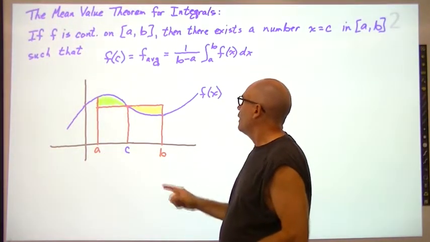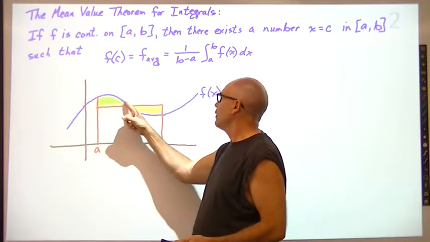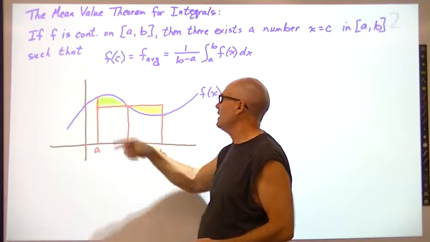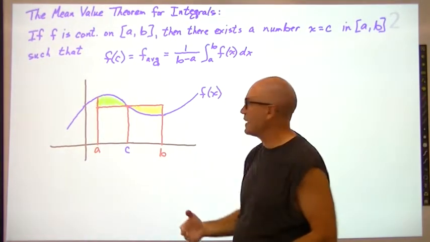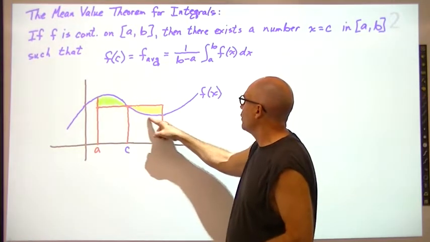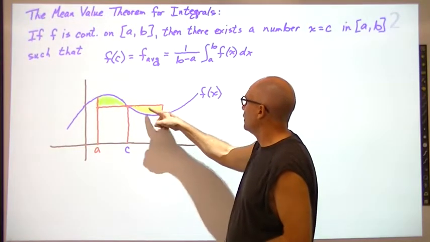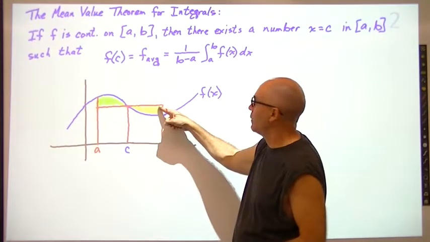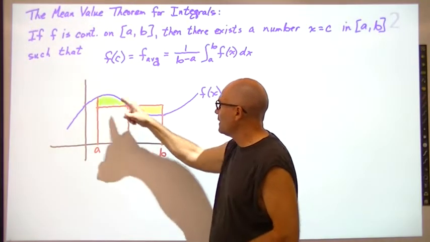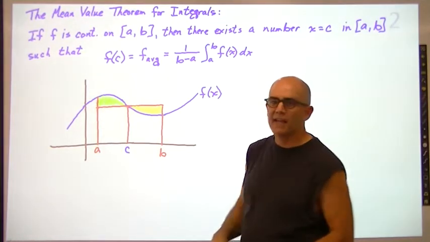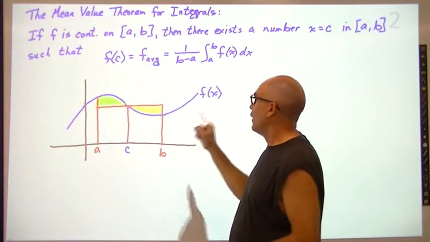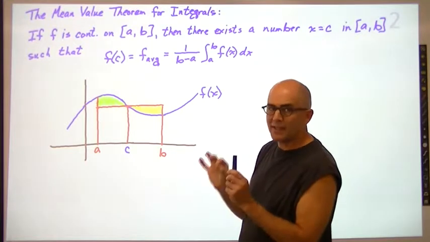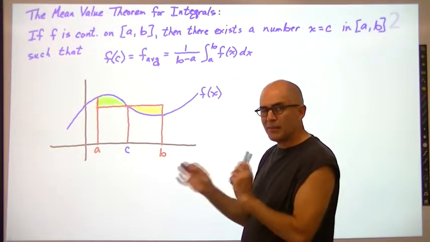Now, the function goes above the rectangle, so the green area is area added to the rectangle, and then the function goes below the rectangle, so the yellow area here is the area taken away from the rectangle, and if you did it right, the green and the yellow are exactly the same area. Now, they're not the same shape, which makes it difficult to tell the same area.